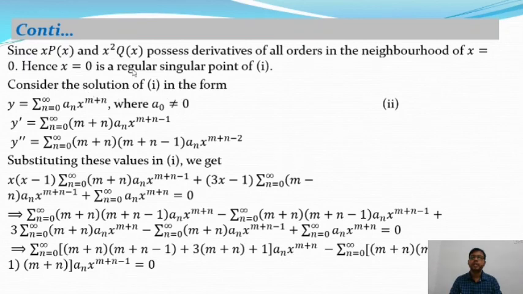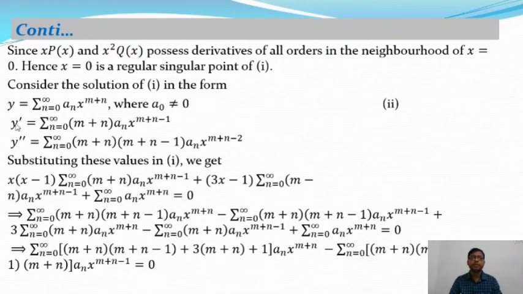When x is equal to 0 is a regular singular point, then the solution is of the form y is equal to summation over n is equal to 0 to infinity a n into x to the power m plus n, where a0 is not equal to 0. And if the point x is equal to 0 is a regular point, then the form of the solution will be summation n is equal to 0 to infinity a n into x to the power n. But in this case, the solution of equation 1 is in the form y is equal to summation n is equal to 0 to infinity a n into x to the power m plus n, where a0 is not equal to 0, and we can write it as equation number 2.